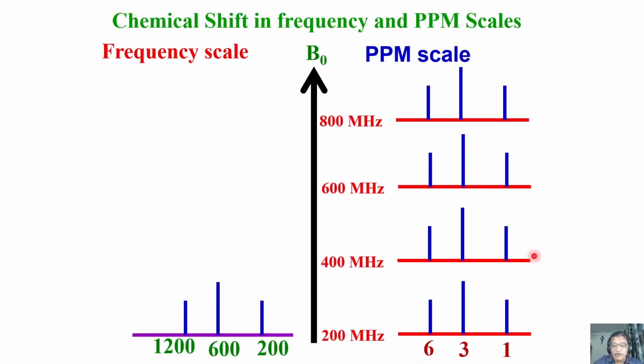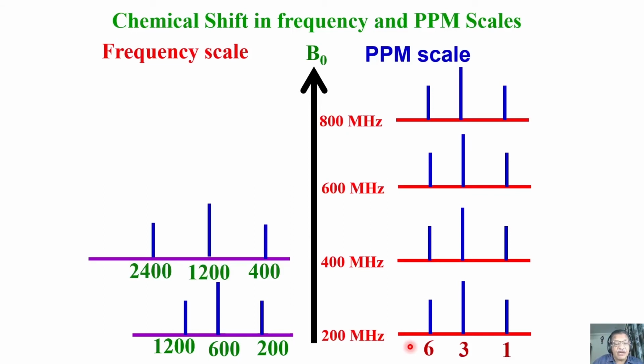So 1 ppm at 200 megahertz is 200 hertz. 3 ppm at 200 megahertz is 600 hertz. 6 ppm is 1200 hertz. I have been telling you how to convert ppm to frequency. I simply multiply by the resonating frequency, discarding the 10 to the power 6 term. That's all we have to do.